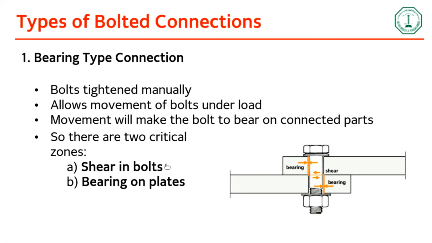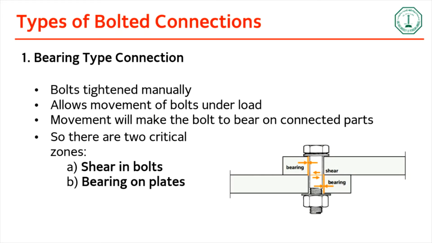In bearing type connections, there are two things that we check. One is the shear in the bolts, and the other is bearing on the plates. So there are equations given to you in the manual that we use to check both of them and find the capacity based on those, and then we choose the least, because the lesser one would control.